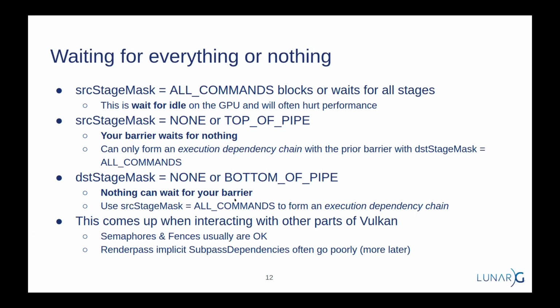And then the destination stage mask, none or bottom of pipe, means that nothing can wait for your barrier. So you'd have to use an all commands source stage mask to form an execution dependency chain. So this is important because fences and semaphores behave this way, and usually that works out okay. And then render pass has implicit subpass dependencies that we'll cover in detail later, because those often don't do what you want.